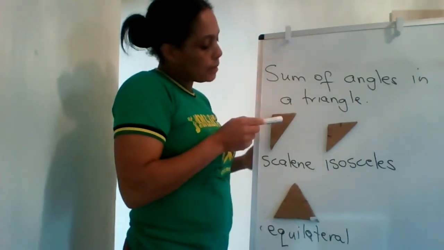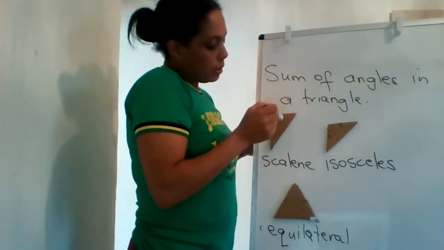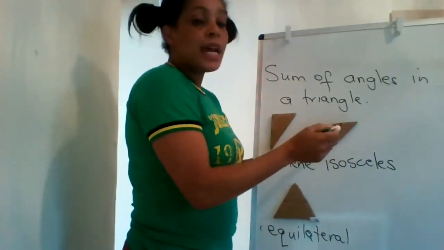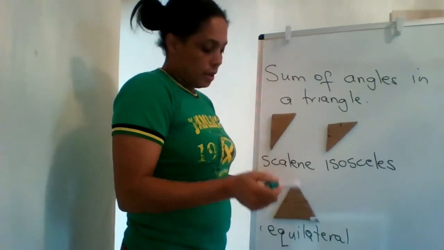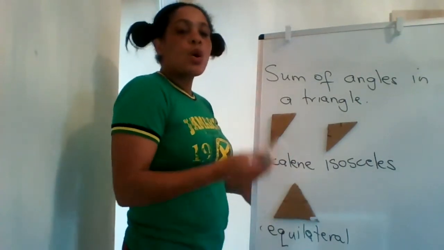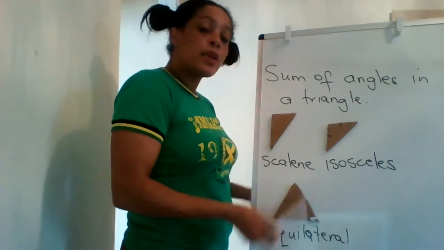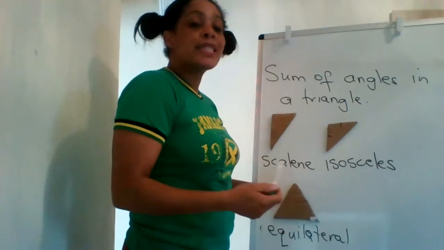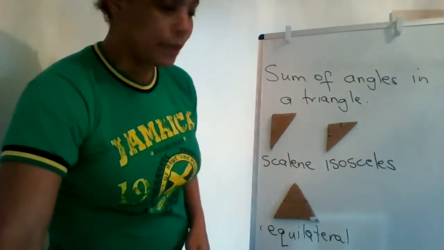So we're looking at the sum of angles in a triangle. This is a scalene triangle. All angles and all sides are different. This is an isosceles. Two angles are the same and two sides are the same length. This is an equilateral triangle. All sides and all angles are the same. So each angle in an equilateral triangle is 60 degrees and all the sides will be the same length, whatever length you are given. Okay.